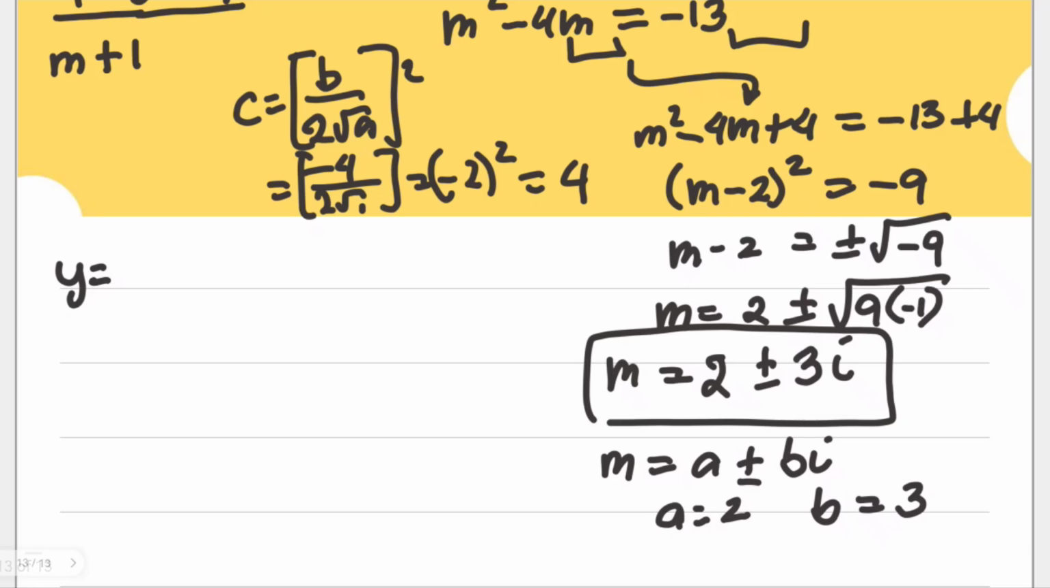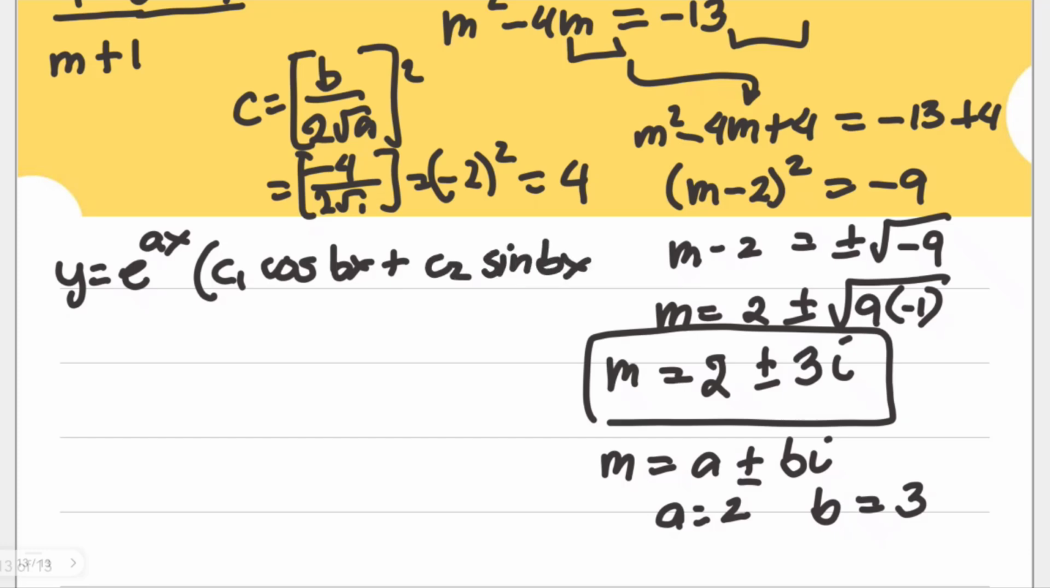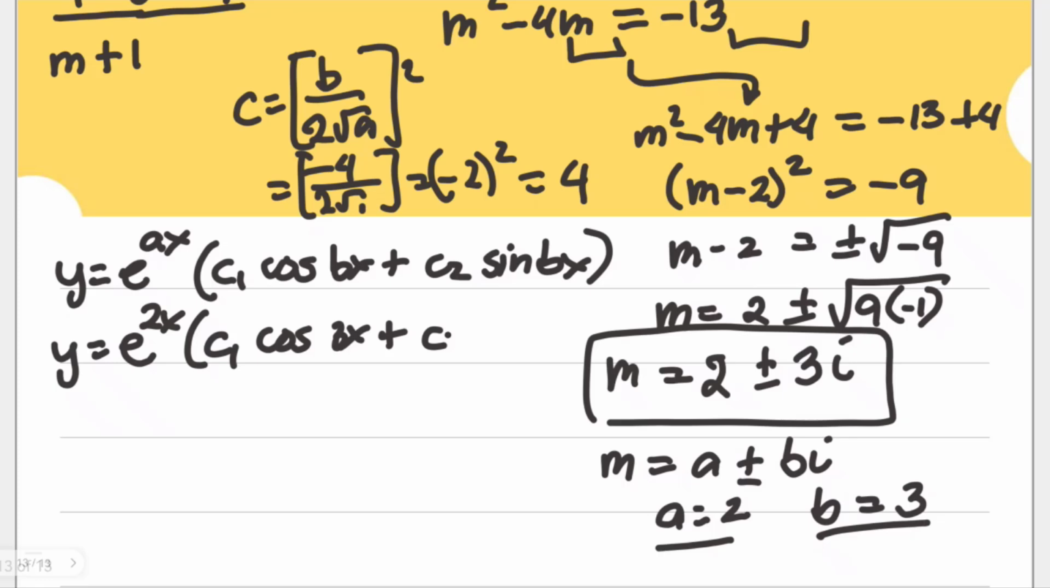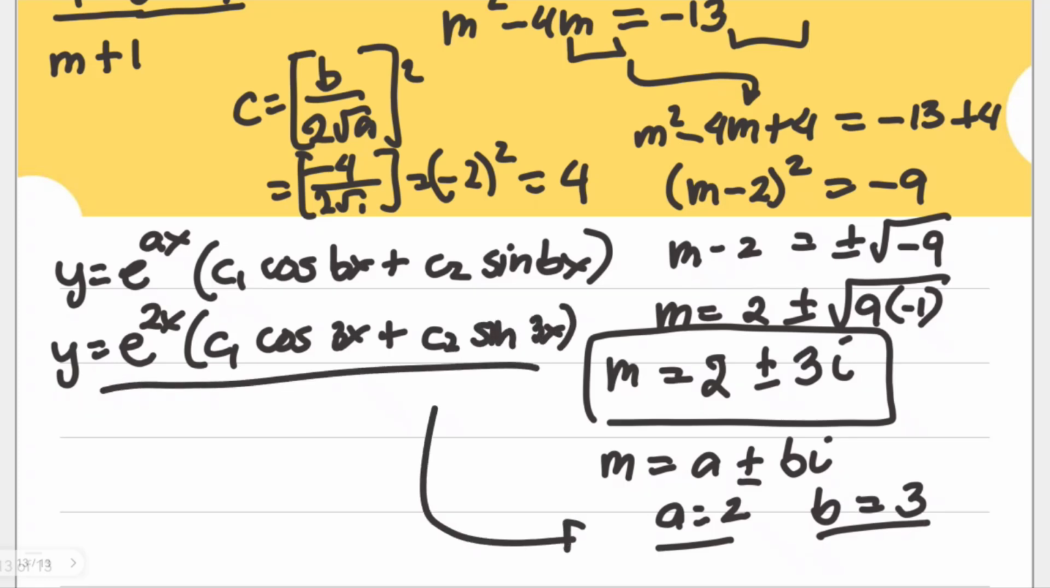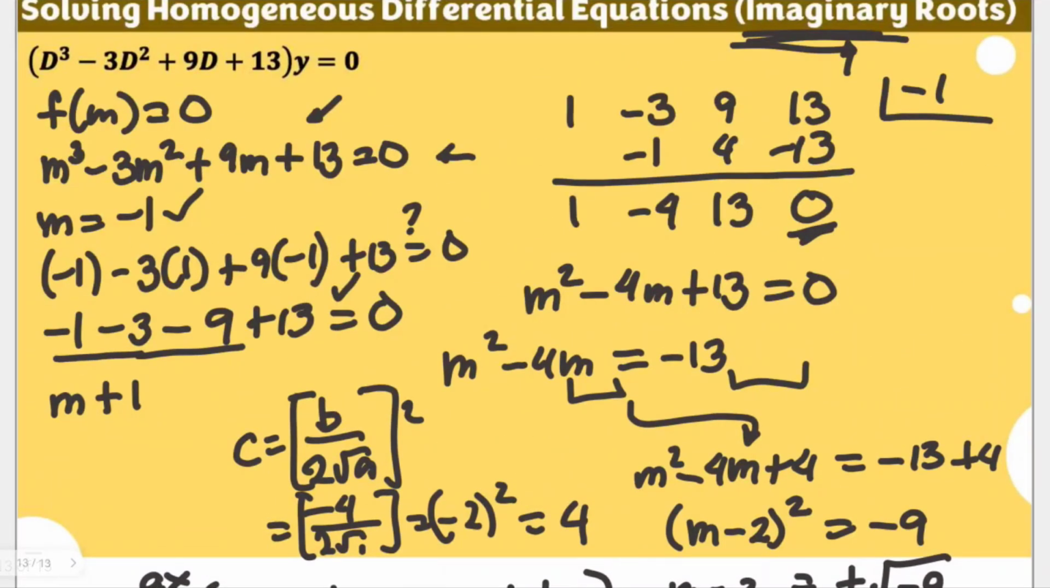y is equal to e to the power of ax times c sub 1 cosine bx plus c sub 2 sine bx. We already have our a and our b here, so you can rewrite it in this manner: e to the 2x, c sub 1 cosine of 3x plus c sub 2 sine of 3x. This is for this alone. Take note that earlier we have already identified a real root.